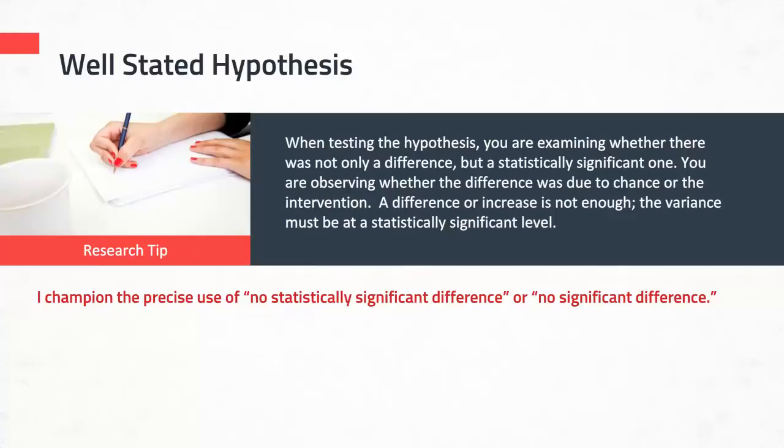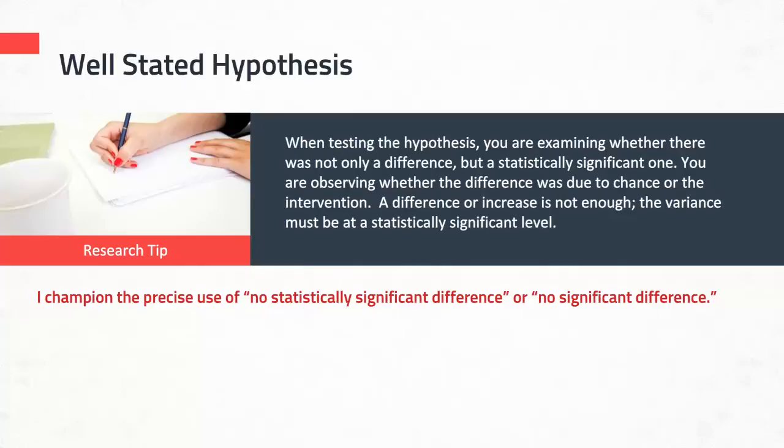However, what I'm doing when I'm testing the null hypothesis is to see if that difference is truly statistically significant, or at a statistically significant level. So I really do champion using precise terminology when you talk about difference. So in a null hypothesis, I recommend using the term no statistically significant difference or no significant difference. And for the writing of an alternative or research hypothesis, using the terminology statistically significant difference, or association obviously, or significant difference or significant association.